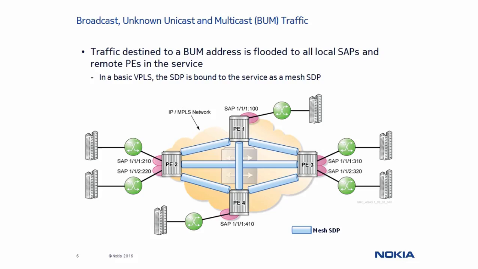Next, we have broadcast, unknown unicast, or multicast traffic, which in a fully meshed VPLS such as this one is flooded to all remote PEs and local SAPs in the service. In the diagram, an Ethernet frame arrives at PE4. However, this time, the destination MAC address is unknown to the VPLS. Because the MAC address does not exist in PE4's FDB, the router floods the frame to all remote PEs in the service.